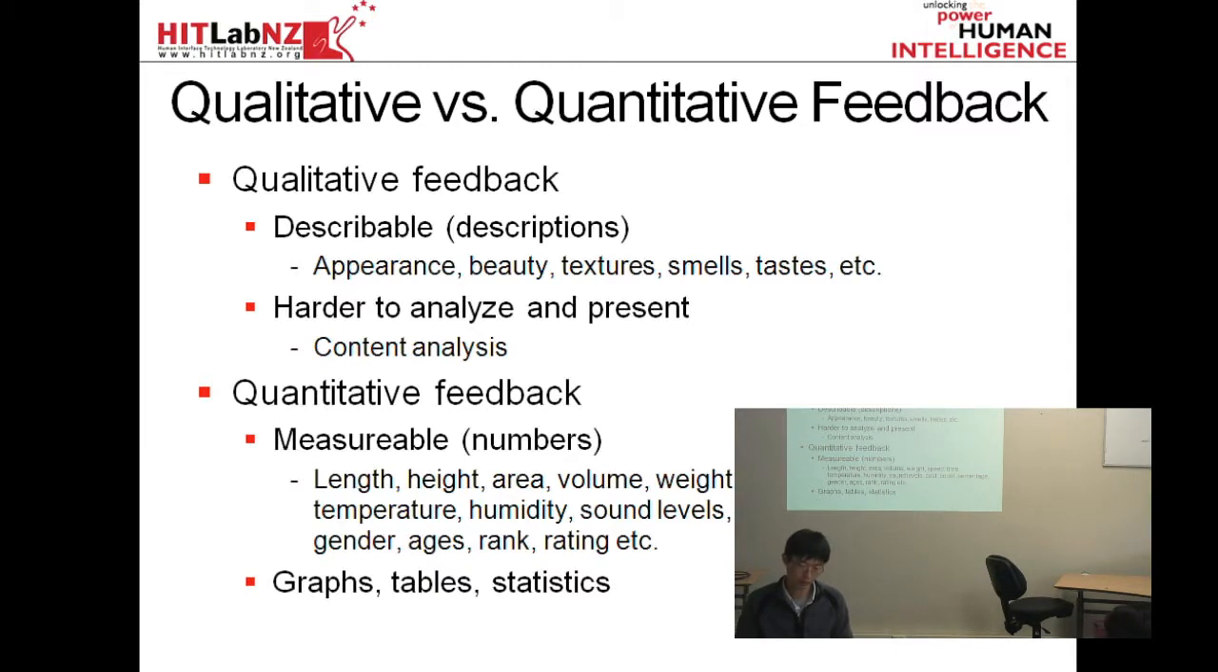On the other side, we have quantitative feedback, which is feedback given in numbers. If we go back to size, then we can have the diameter of certain things, or the length or height, or time, such as how long the people took to do certain tasks. Those are represented in numbers. These are easier to analyze because we have mathematical tools, which is basically statistics, that we can use to analyze them and draw graphs or tables.